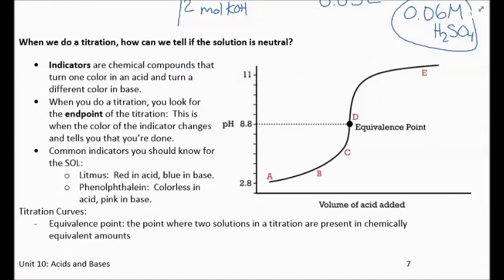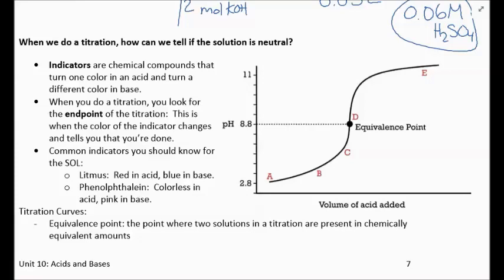So the last thing we're going to talk about, which you'll see next class a bit more, I wanted to introduce you to this: when we do a titration, how can we tell if the solution is neutral? What we use is something called an indicator. An indicator is a chemical compound that turns one color in an acid and another color in a base. There's a whole bunch of indicators out there, and some work better than others.